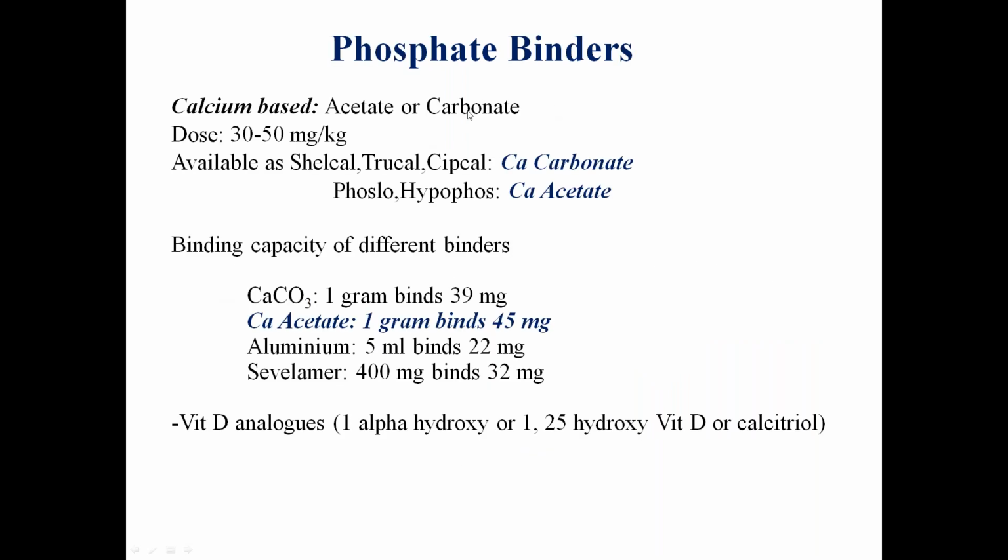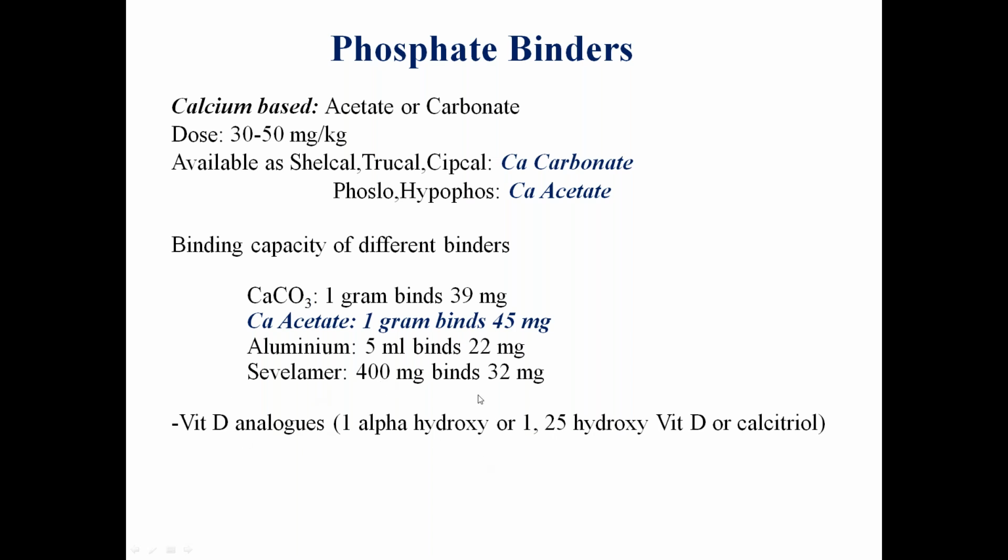Some of the phosphate binders that we use in the pediatric population are mostly calcium based, and these are your acetate and carbonate based binders. And although calcium acetate binds much higher phosphate as compared to calcium carbonate, still the cost of calcium carbonate is much lower as compared to acetate. So we use calcium carbonate as the most reasonable phosphate binder in our population. And apart from that, now we have non-calcium containing binders also like sevelamer, which we usually prefer in patients if their serum calcium levels are normal.